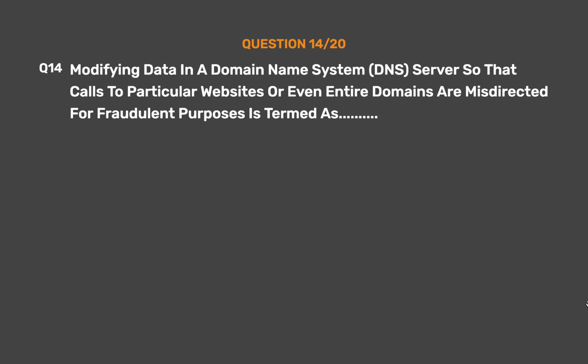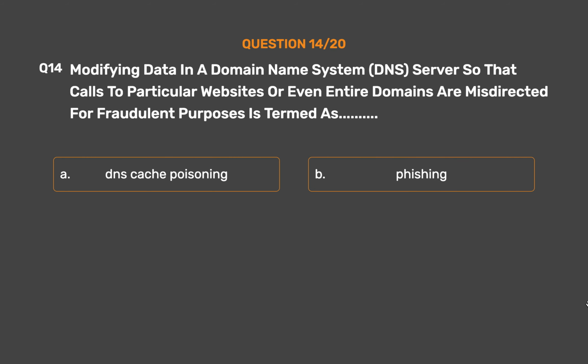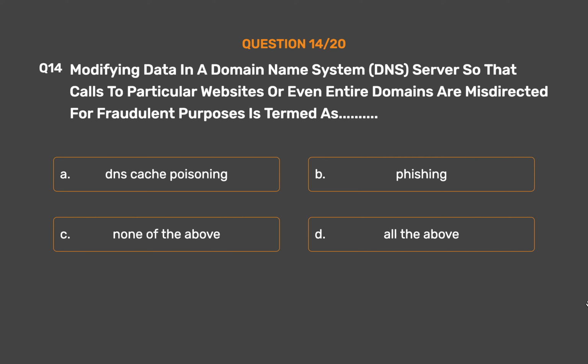Question number 14. Modifying data in a domain name system, DNS, server so that calls to particular websites or even entire domains are misdirected for fraudulent purposes is termed as option A. DNS cache poisoning. Option B. Phishing. Option C. None of the above. Option D. All the above.